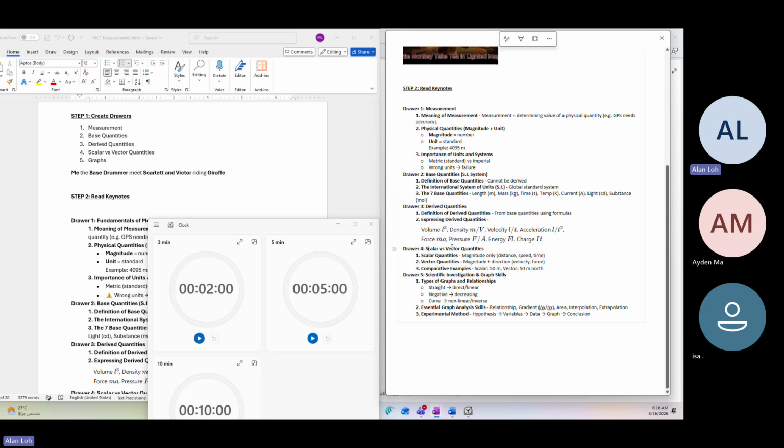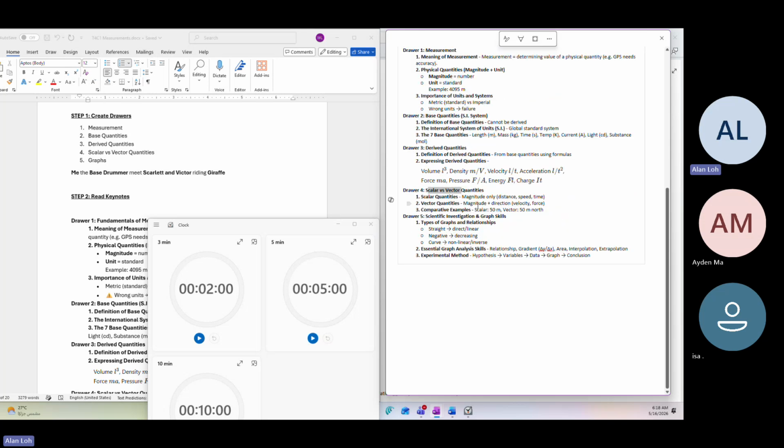Then there are scalar quantities and vector quantities, and we're going to learn that later. They have magnitude and direction, the difference between scalar and vector. These are the 2 important key differentiations. Then you have graphs. How do you analyze a graph after learning these quantities?